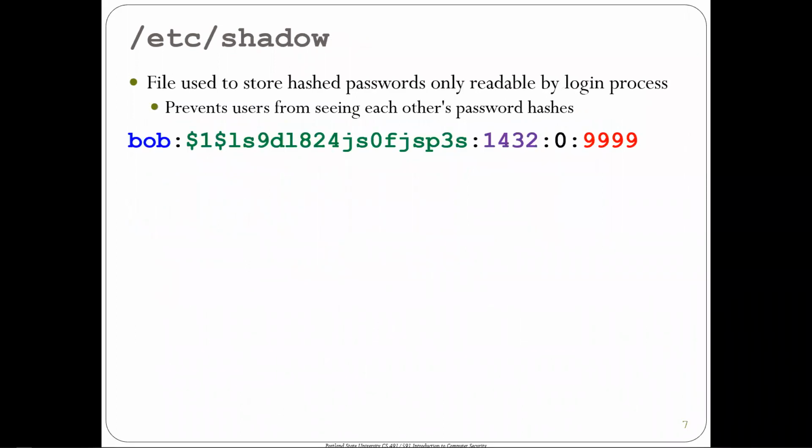This is a file that's typically used to store all the password hashes for all of the users on that system, and the intent is to make it readable only by the login process, the thing that's actually checking the password hashes. So here's an example of an /etc/shadow entry. It's colon separated as well. It's got the user login name, which is the same name as in /etc/passwd, and then it's got the password hash.